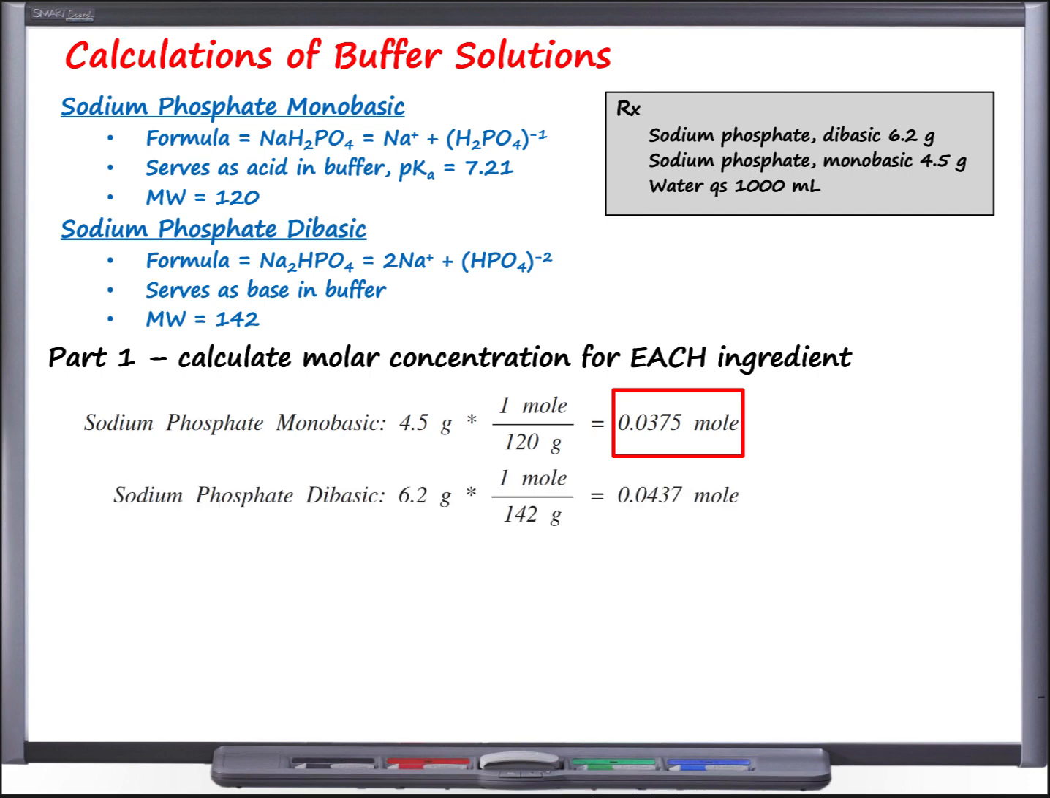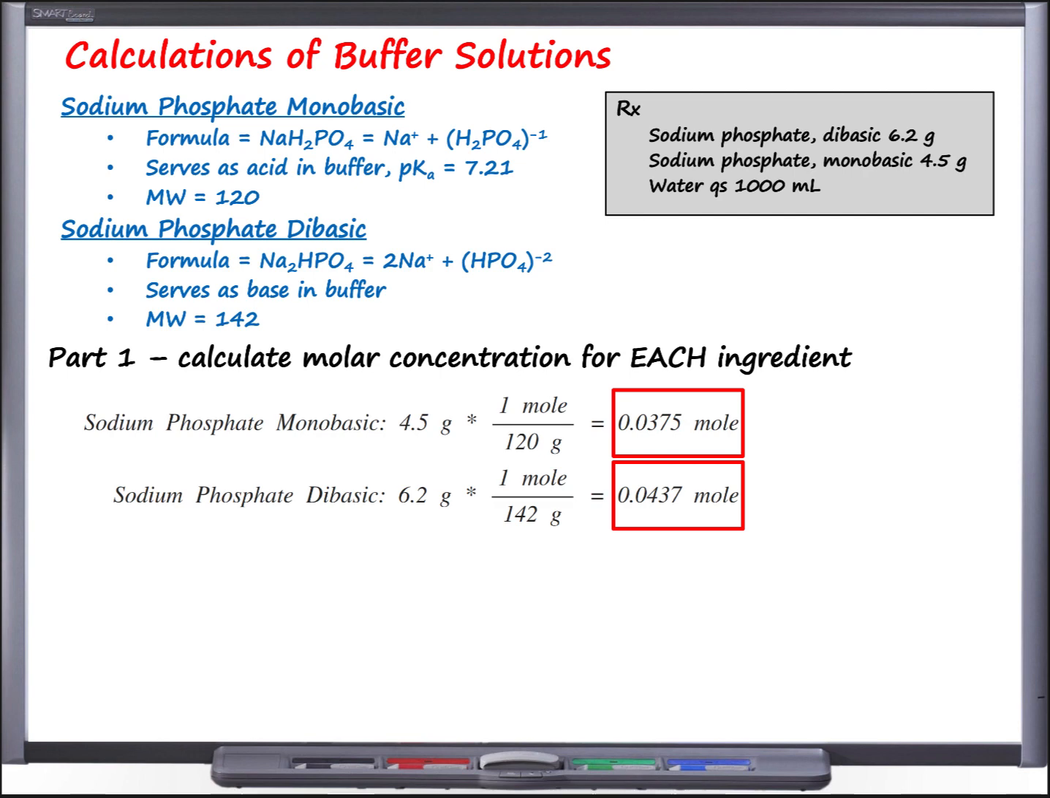All right, let's do the same thing for the dibasic sodium phosphate. We were told to start with 6.2 grams. If we multiply that by the fact that in every 1 mole there is a formula weight of 142 grams, the grams will cancel. So 6.2 divided by 142 tells us that we have 0.0437 moles of the dibasic sodium phosphate.